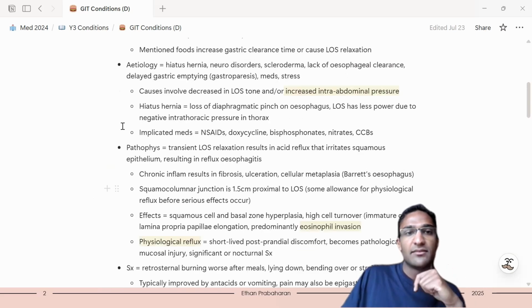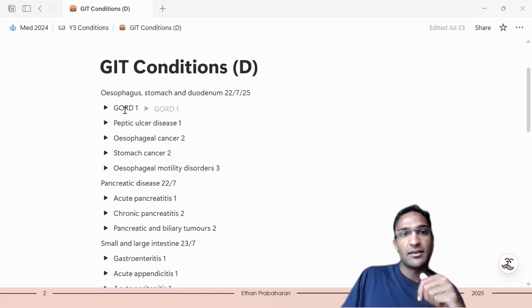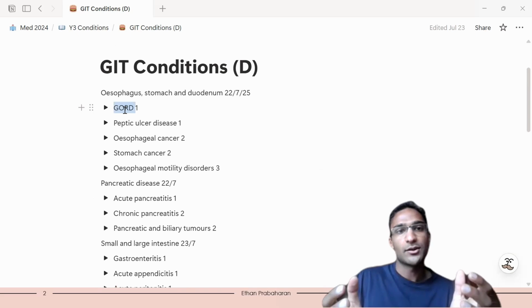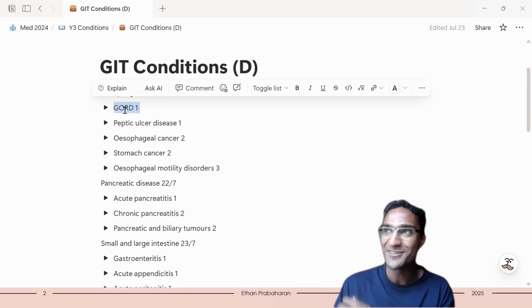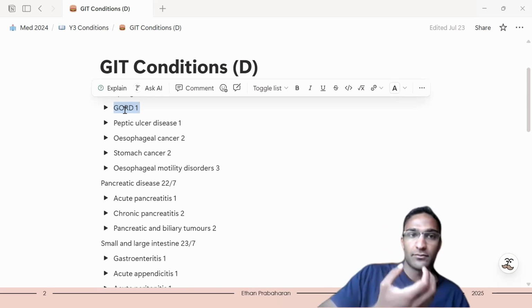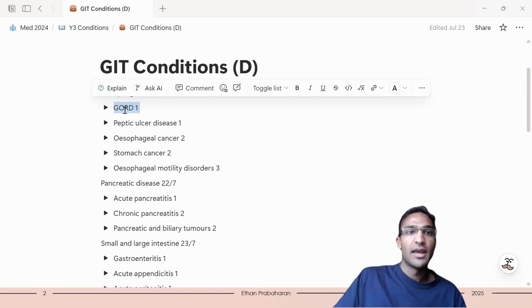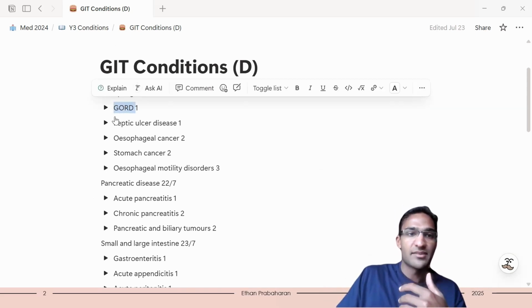What that means is that when I'm reviewing a topic, before this opens, I'll say, okay, what do I know about GORD? GORD stands for gastroesophageal reflux disease. It's a condition where acid from the stomach refluxes back into the esophagus. And then I'll try to explain everything I know about GORD, and I have the same subheadings and everything.